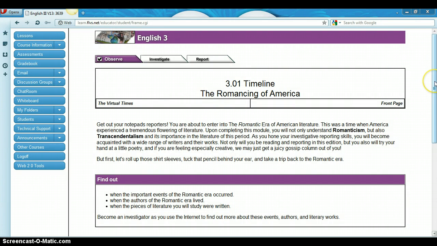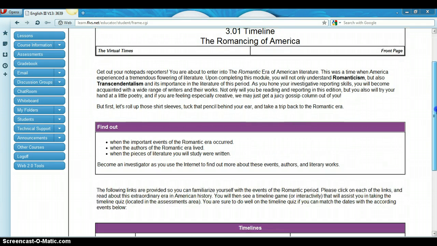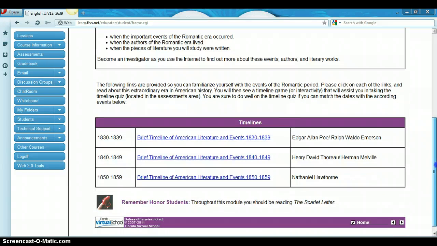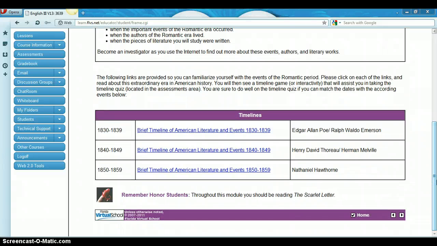Now 301 is your timeline. You should be used to this by now. Remember that you want to read through these links and take some notes so that you can be prepared to take the 301 timeline quiz. And here's a good reminder to honors students. You need to make sure that you are reading The Scarlet Letter so that you can turn in that material at the end. Remember, if you're not an honors student, you don't need to worry about that.